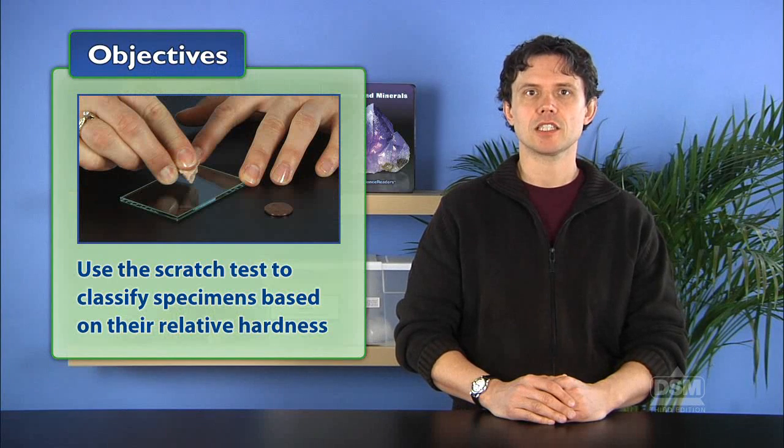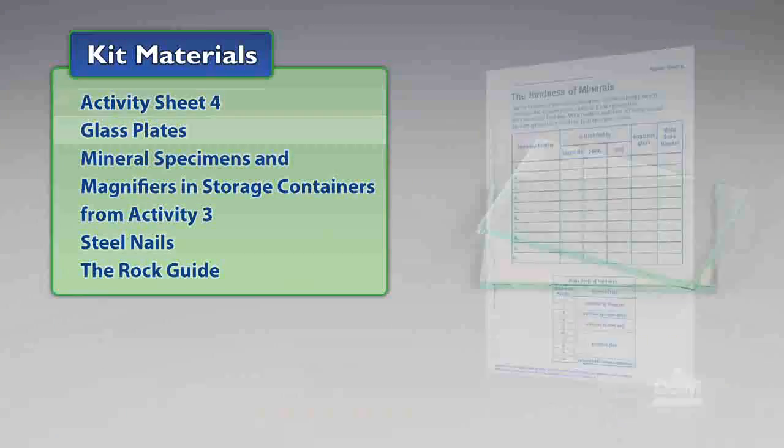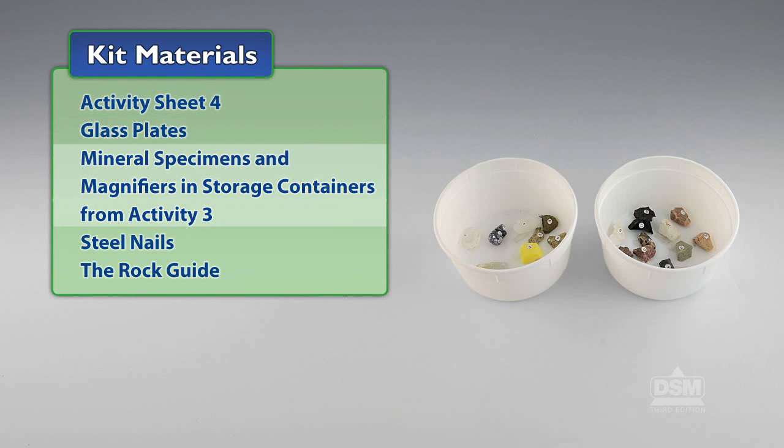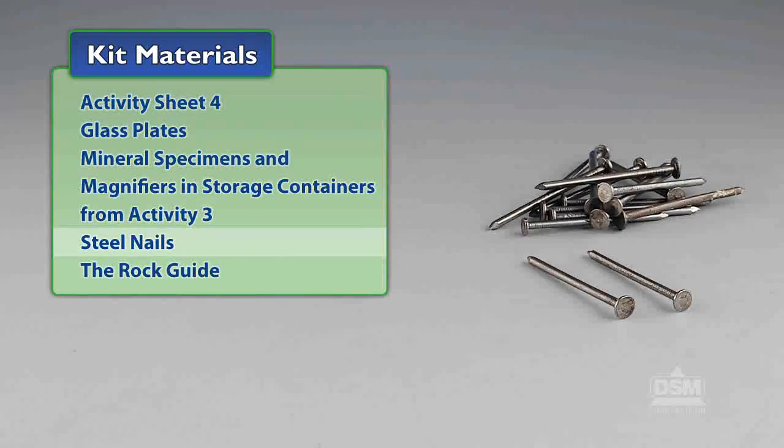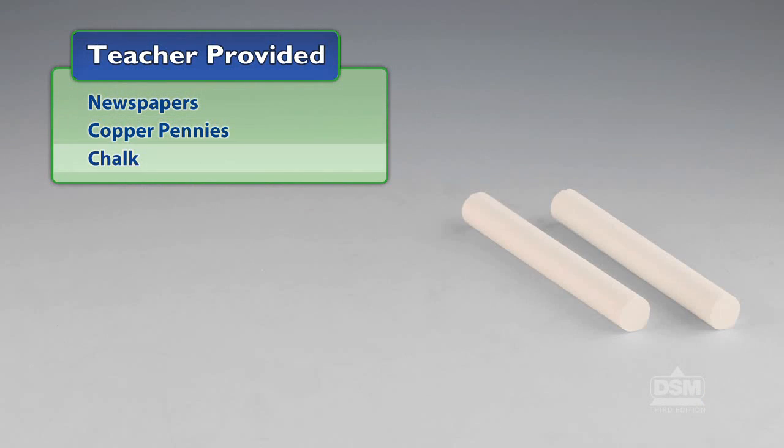In Activity 4, the hardness of minerals, students use the scratch test to classify the specimens according to their relative hardness. You will need the following materials from the kit: Activity Sheet 4, glass plates, mineral specimens and magnifiers in storage containers from Activity 3, steel nails, and the rock guide. You will also need to provide newspapers, copper pennies, and chalk.